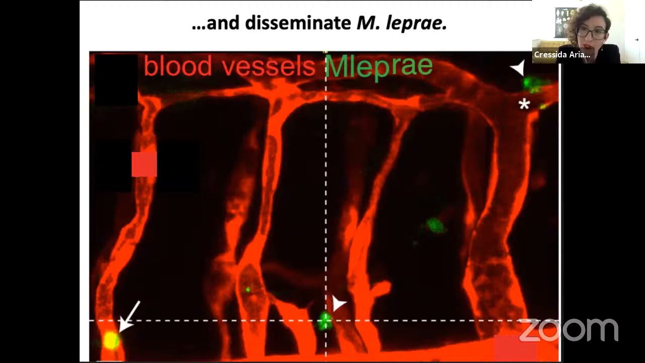We can actually block it in the fish using the same approach that people use in mouse by expressing this WLDS protein in neurons. So one of the things we could look at first is: is there axon degeneration? If yes, how does it happen? But then secondly, if we block the axon degeneration, how does that impact the outcome of infection? Is the presence of axonal debris subsequent to Wallerian degeneration another immunological clue that allows M. leprae to grow especially well in a nerve, for example?